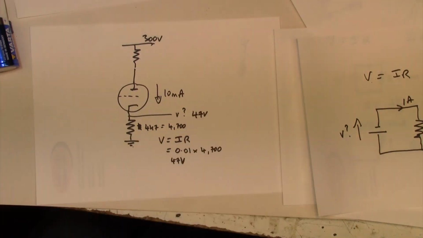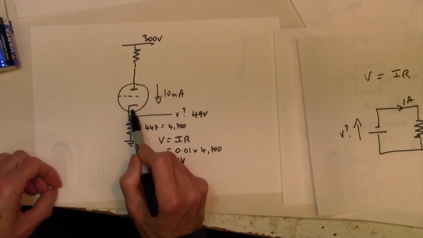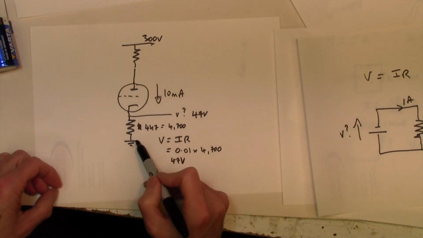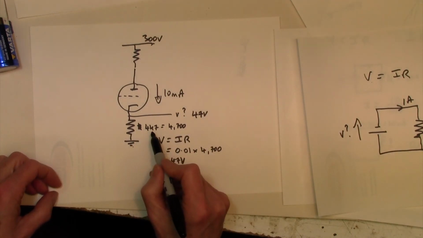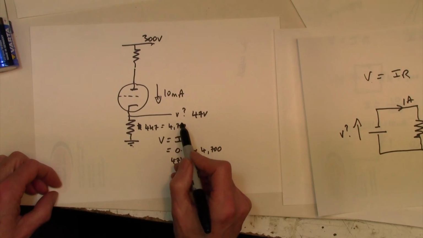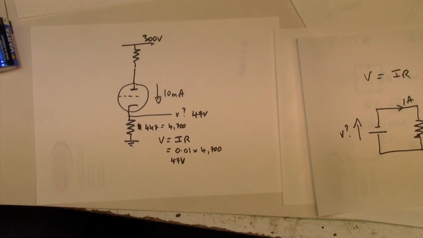So, looked at another way, supposing we wanted to know what current's going through this preamp valve. Well, we measure across the cathode resistor, and let's say we measure 47 volts, and we know it's a 4K7 resistor. We would say, there's 10 milliamps going through this preamp valve. So there you go, that's the practical application of Ohm's Law.